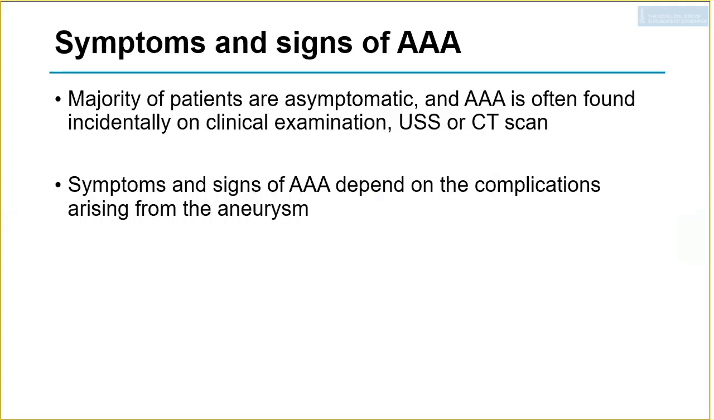The majority of them are asymptomatic, and most of the patients that we see are found incidentally on clinical examination, or incidentally on ultrasound or CT scan for other abdominal pathology. So symptoms and signs of abdominal aortic aneurysm depend on the complications arising from the aneurysm.